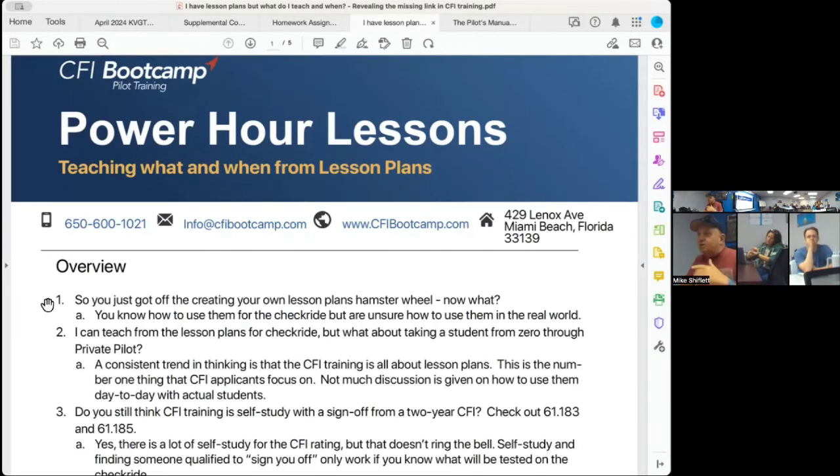The idea with self-study is to find some CFI to give you some ink in your logbook. That works only if you know what's going to be on the test, probably. But the reason I say that is because a lot of you are creating your own lesson plans. And when you do that, you're on what I call the biggest hamster wheel in aviation. You're on this thing for a long time. And so now you've created them all.